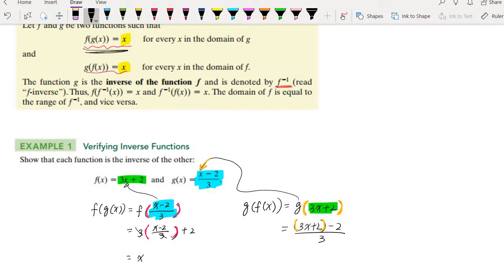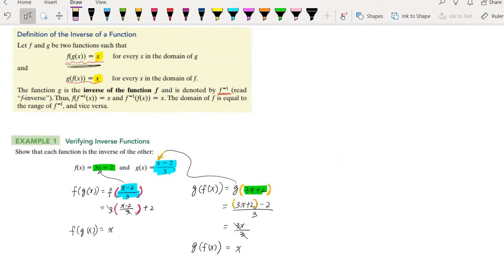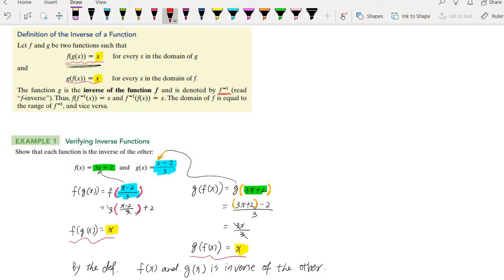Once we have this, we're going to simplify it. That will be 3x plus 2 minus 2, which will just give you 3x over 3. They cancel out, so you're going to have x. Basically this whole thing equals x. Also we got the previous part equal to x. And then we look at the definition. By the definition of the inverse functions, we can say f of x and g of x are inverses of each other. That is how you verify.